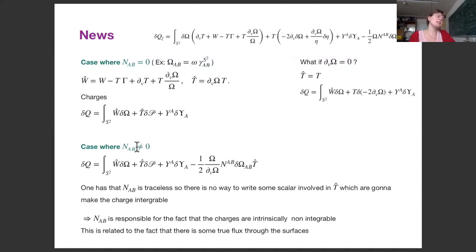But now if you have N_AB different from 0, because N_AB is traceless, you cannot build a scalar which you can use in this t hat to make this stuff integrable. There is no way of making this part integrable by playing with this t hat. So it means that really N_AB is responsible for the fact that the charges are not integrable. And that is related to the fact that there is some flux through the horizon. And so that's why I have called it news, because this term really is the flux through the surface that you have.